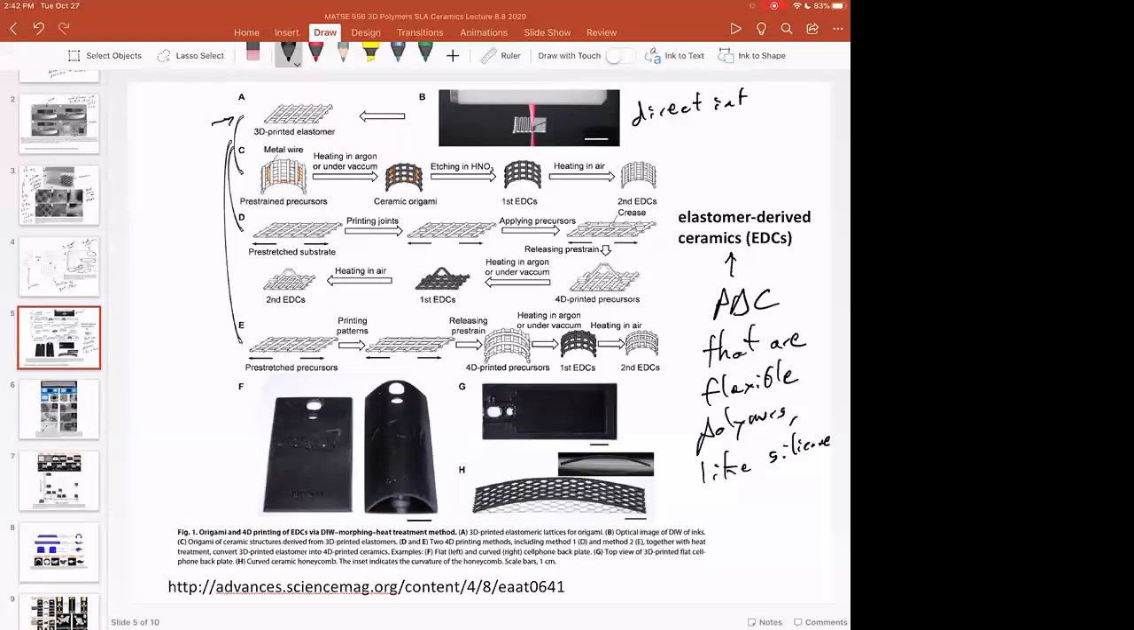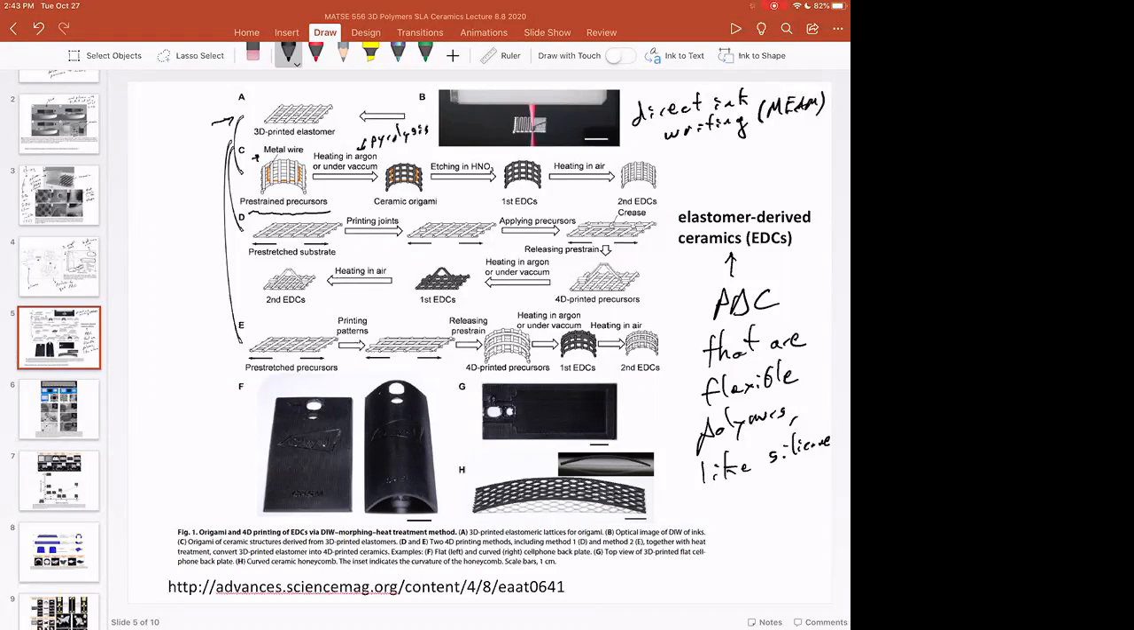ink writing. And we know that direct ink writing is a subclass of material extrusion, AM. And so you 3D print your elastomer. And then what's interesting is that they put in a metal wire, or they strain this in order to get a deformed elastomer. So they have a pre-strained precursor. This is just a flexible thing. That's fine. And then they heat in argon or under vacuum. So this is called pyrolysis.